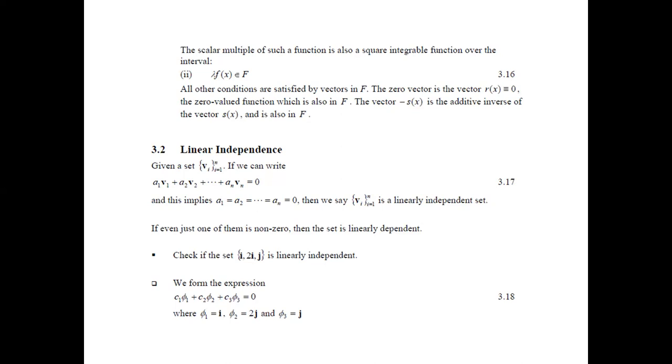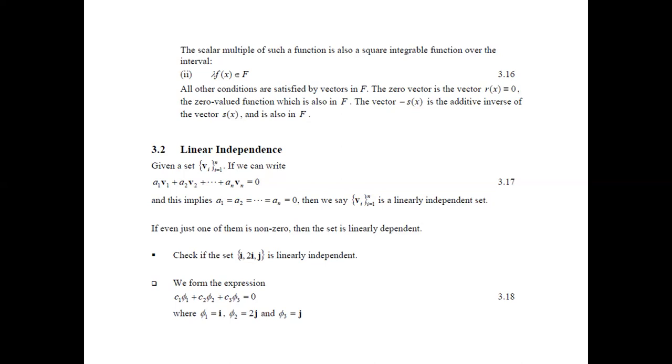Of course, when you look at a vector in two dimensions, let's say you have alpha i plus beta j. If that is equal to 0, then both alpha and beta must be 0. Because if only alpha is 0, you still have got beta j. If only beta was 0, then you'd have got alpha i. If that vector is 0, then both components must be 0.